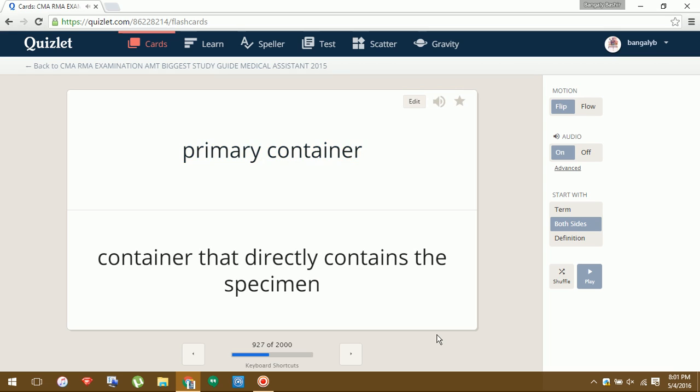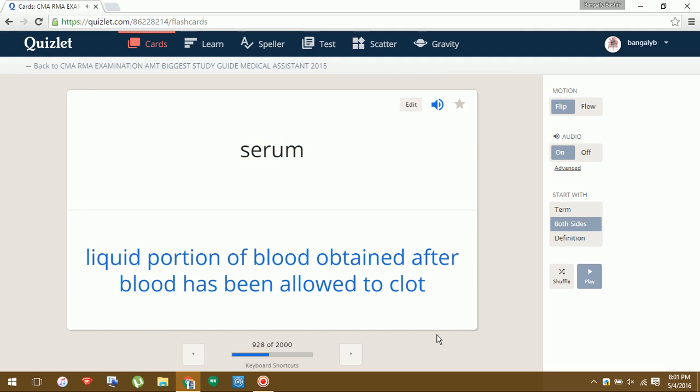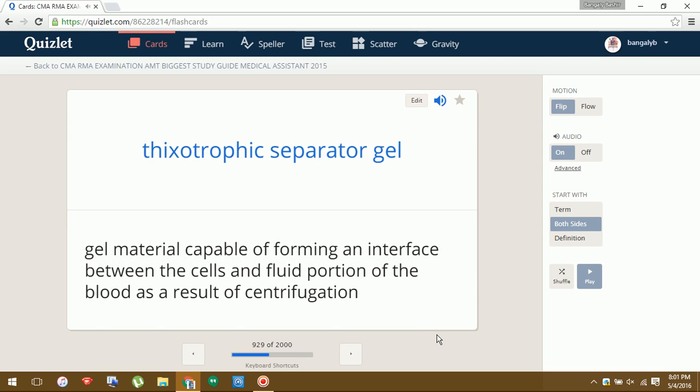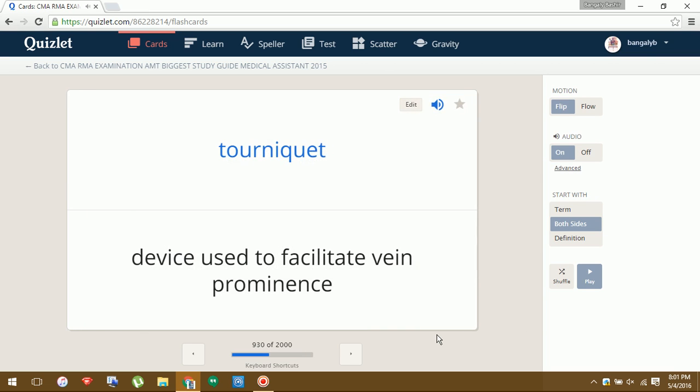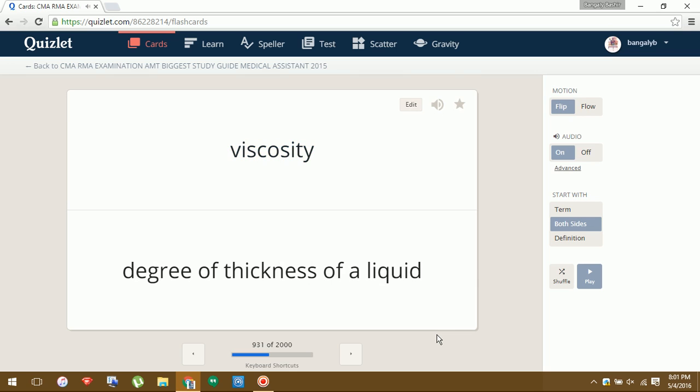Primary container: container that directly contains the specimen. Serum: liquid portion of blood obtained after blood has been allowed to clot. Thixotropic separator gel: material capable of forming an interface between the cells and fluid portion of the blood as a result of centrifugation. Tourniquet: device used to facilitate vein prominence. Viscosity: degree of thickness of a liquid.